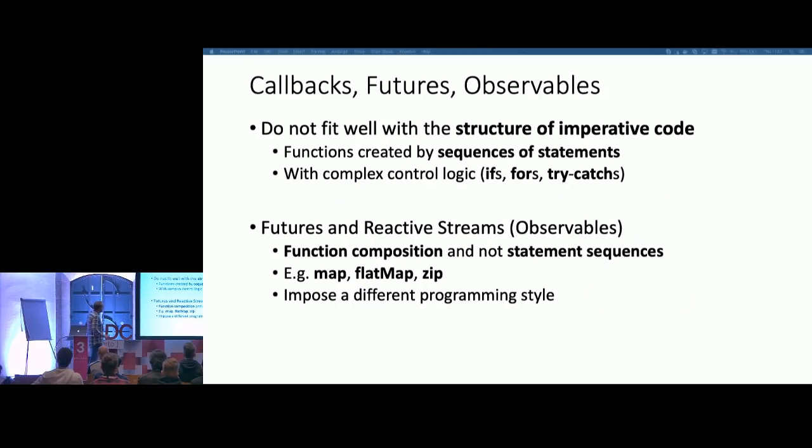So I like to say that callbacks, futures, observables do not fit well in the classical structure of imperative code, where I have sequence of statements, where I have complex control logic with ifs and tries and fors. It fits well when I'm using a different style of programming, namely when I'm using function composition and I am using expressions and not sequences of statements. It's typical, instead of doing fors, I will do, for instance, a zip or a flat map or a map. They impose a different programming style. It's not necessarily bad, it's just an observation.